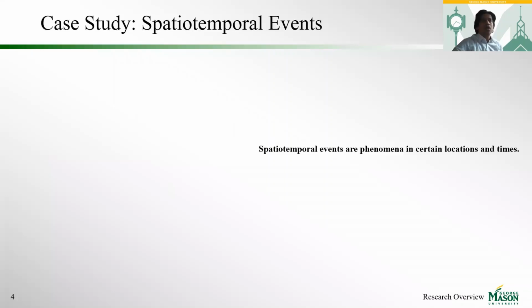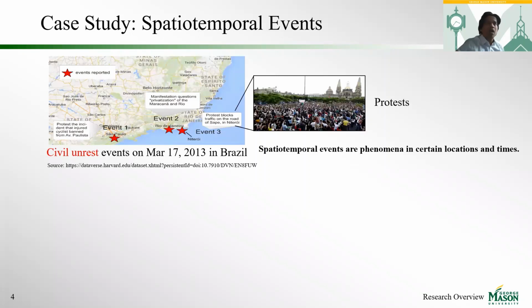So now, start with the case study. First of all, what is a spatio-temporal event? Spatio-temporal events are phenomena in certain locations and time. Take this one as an example. This is civil unrest data from Brazil, 2013. You see these locations, there are different protest events happening, right?